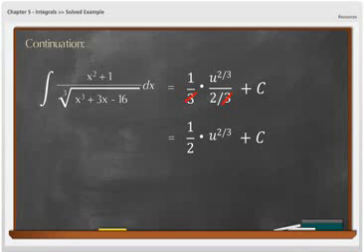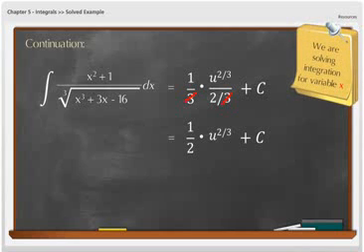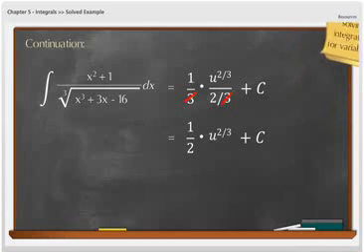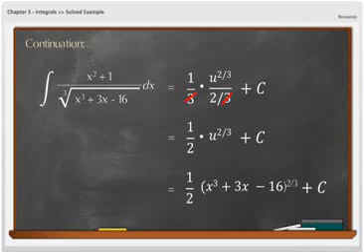Remember, you are solving your integration for the variable x, not u. You're only using the u to rewrite your expression to make it easier for you to find the antiderivative. So substitute back the value of u in terms of x, which is going to be equivalent to half of x cubed plus 3x minus 16 to the power 2/3, plus the constant of integration c.